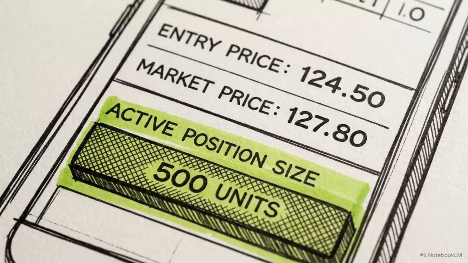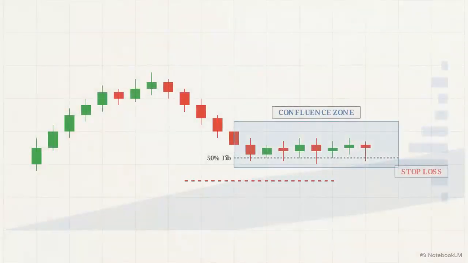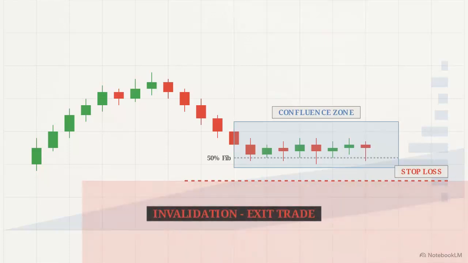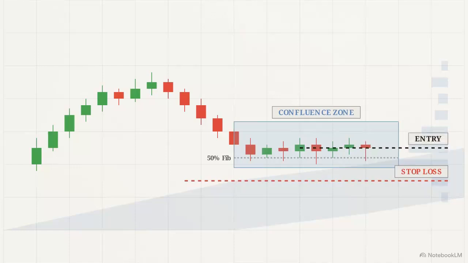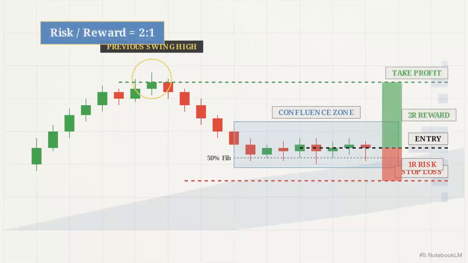You place your buy order. You then secure the trade by placing a strict stop-loss order slightly below the lowest edge of the entire confluence zone. If the price breaks through that floor, the thesis is invalid, and you exit the trade. To calculate your target on this chart layout, measure the distance to your stop-loss and set your take profit at the previous swing high. This specific structure guarantees a risk-to-reward ratio of at least 2-to-1.